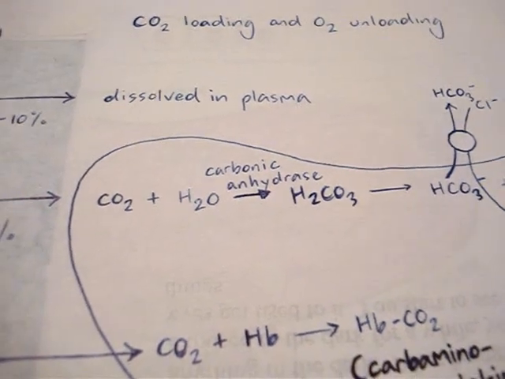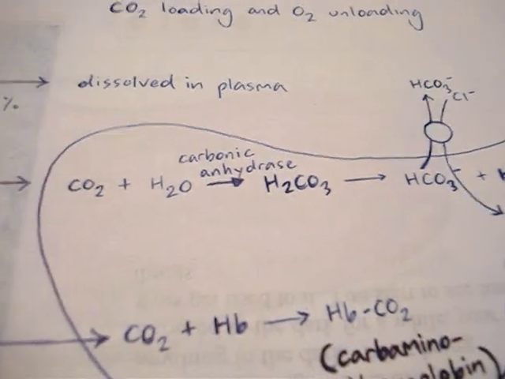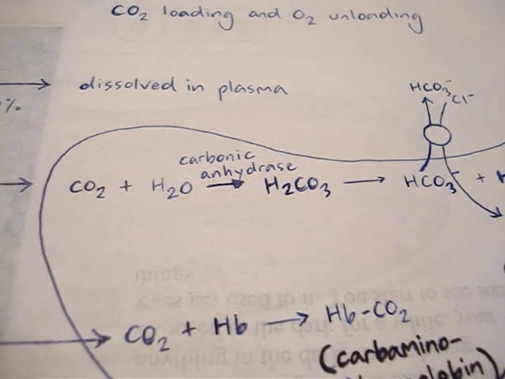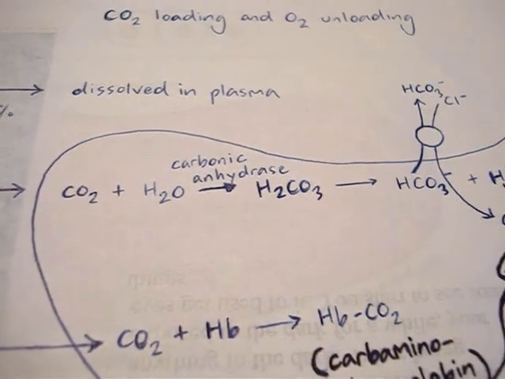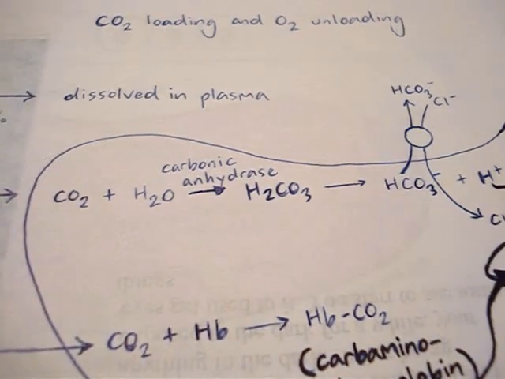Well, I'm done. This concludes this part of the respiratory system: how carbon dioxide is loaded into the red blood cell, and how oxygen is unloaded from the red blood cell to the tissue cells.